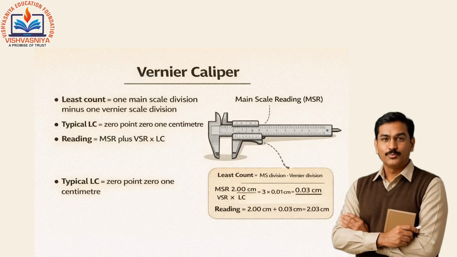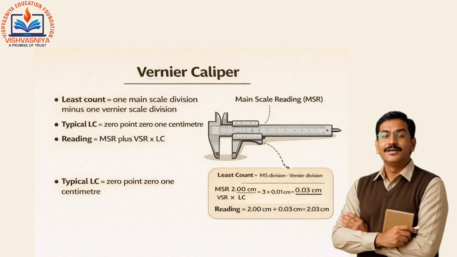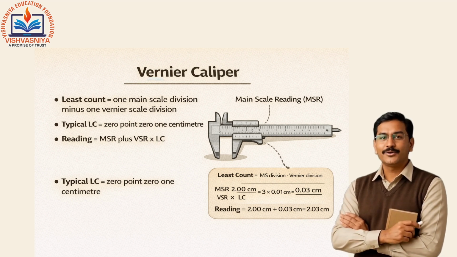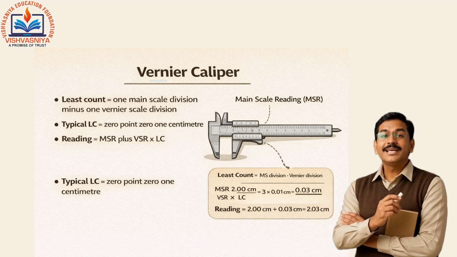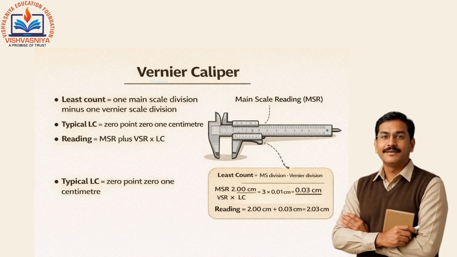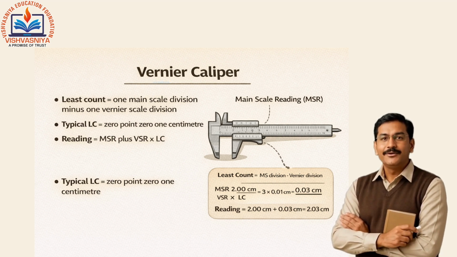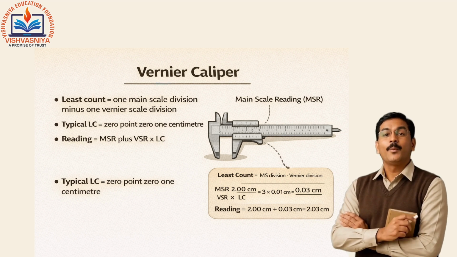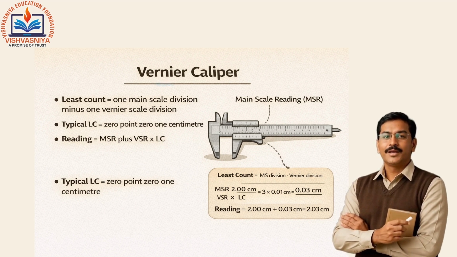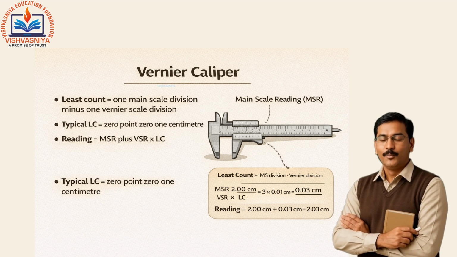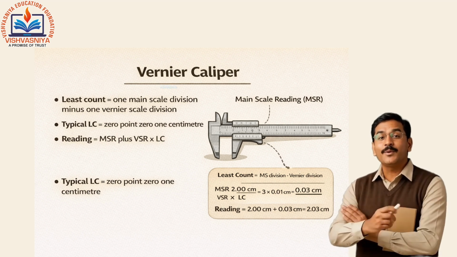The least count of a vernier caliper is: least count equals 1 main scale division minus 1 vernier scale division. Usually, least count equals 0.01 centimeter. Measurement formula: Reading equals main scale reading plus vernier scale reading multiplied by least count. Because of its precision, it is commonly used in school and college laboratories.